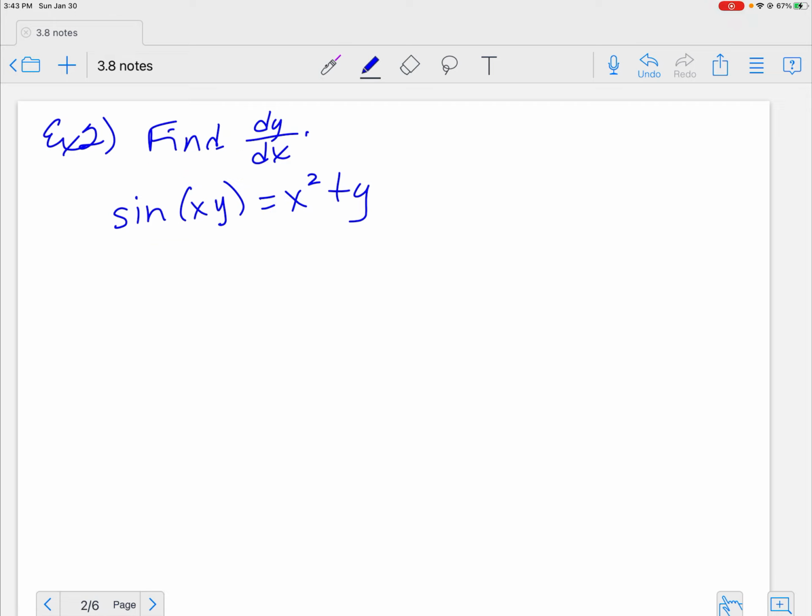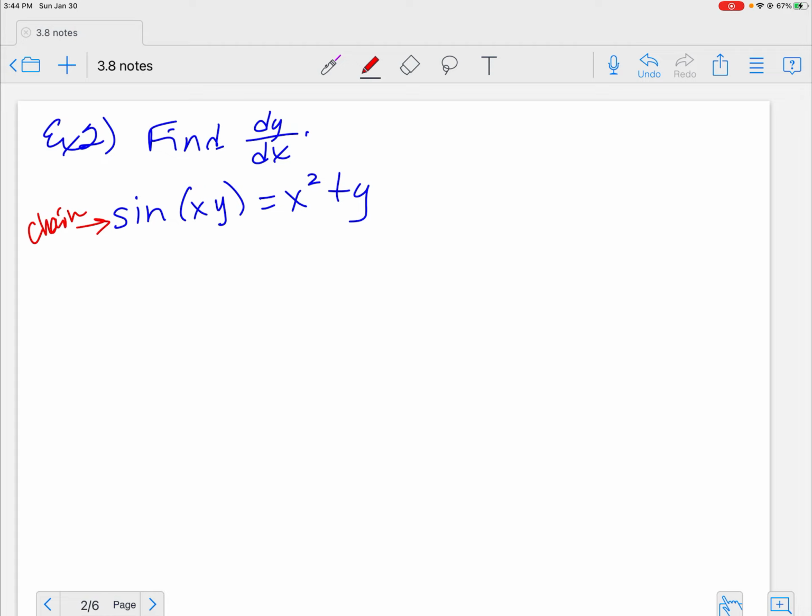Okay, here we are. This is, again, implicit differentiation. We have x's and y's. But just because it's implicit differentiation doesn't mean we stop using everything we know about derivatives. So we're going to put it all together. Look at what's happening right here on this left side. I have sine, which is an outside function, and I've got some inside business. So if I have an outside with an inside, what are we doing?